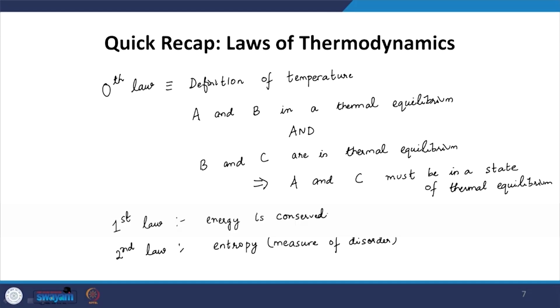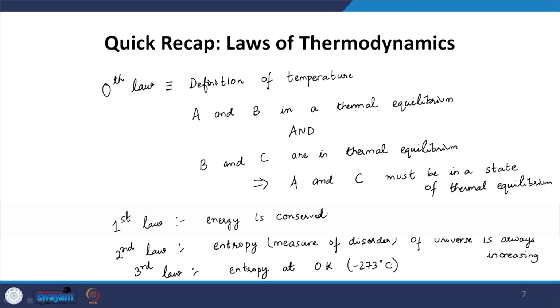But the second law says that the entropy of the universe is always increasing, and the third law says that the entropy at 0 Kelvin, that is minus 273 degrees Celsius, a condition that will be extremely difficult to realize, if not impossible, but that is used in the definition.